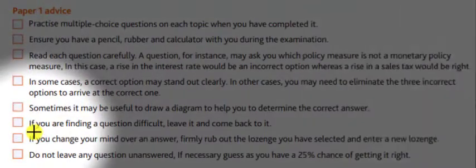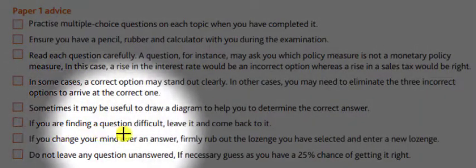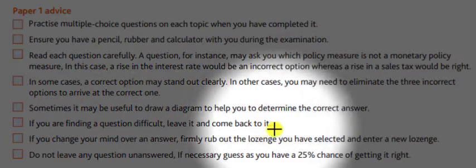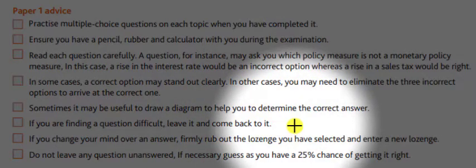Next advice, if you are finding a question difficult, leave it and come back to it later on. Yes, that is very important. As you know, there are 30 questions in paper 1 and the time duration is 45 minutes. So this means you can spend 1.5 minutes on each question. So if you find any question difficult, you can come back to it later on.